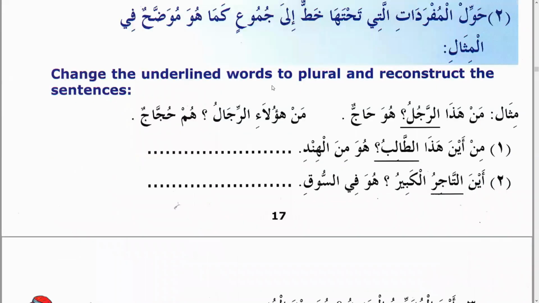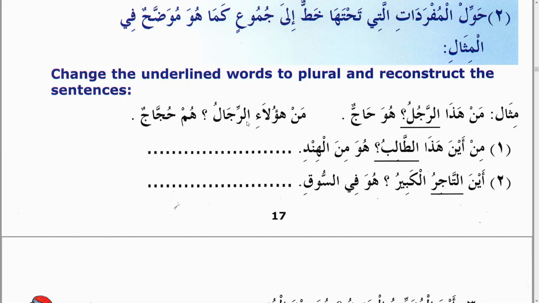Now, what you have here is: change the underlined words to plural and reconstruct the sentences. We should be careful here because many things change when we are constructing plurals. For example, مَن هذا الرجل? Who's this man? هو حاج. So man remains man, هذا becomes هؤلاء, رجل becomes رجال. So it becomes مَن هؤلاء الرجال.